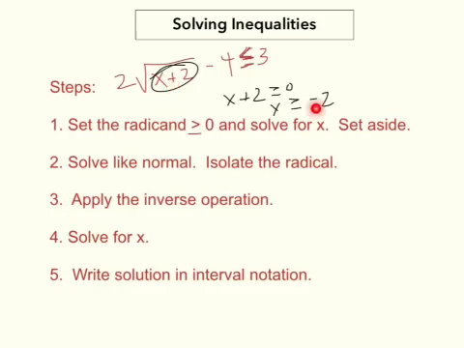So once you've done that and you've set it aside, you just solve it like normal. Isolate the radical, apply that inverse operation, solve for x, and then your answer is going to include whatever you got for x, and that original solution that you got from the first step. And you're going to put it together in interval notation.